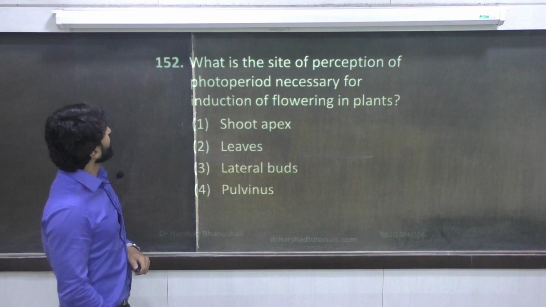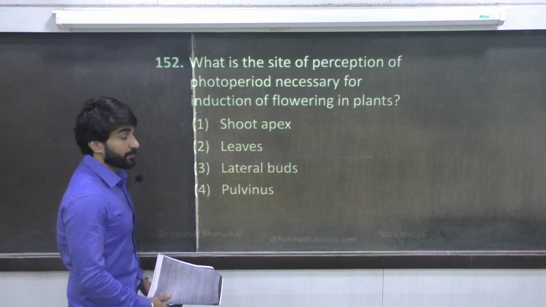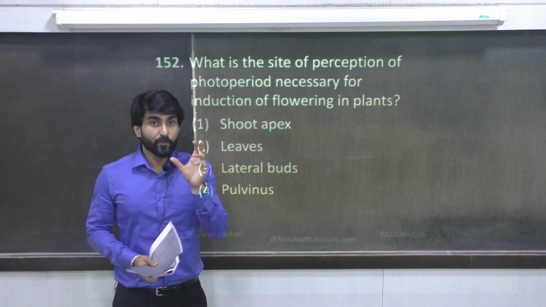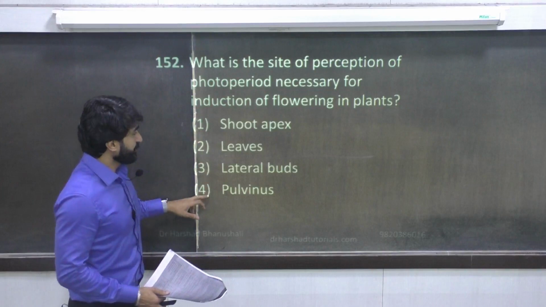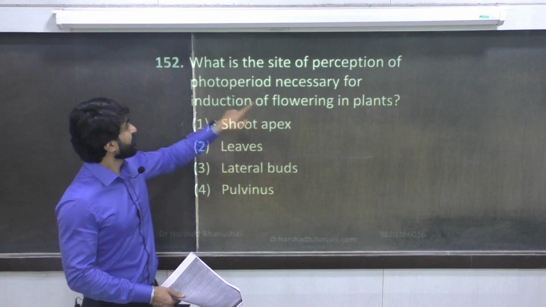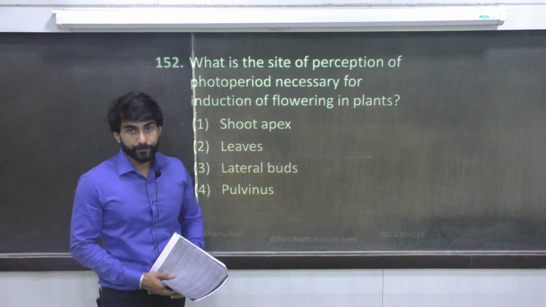152. What is the site for perception of photoperiod necessary for induction of flowering in plants? If you talk of photoperiodism, the correct photoperiod is detected by leaves. So the answer here would be leaves. If it is vernalization, the answer would be shoot apex. But since they have talked about photoperiod, the answer is leaves. So for question number 152, your correct answer would be option number 2.